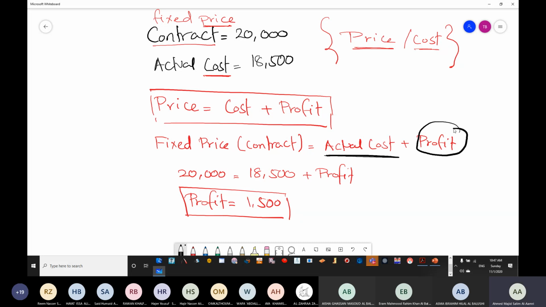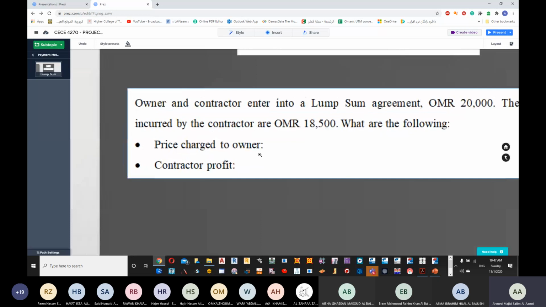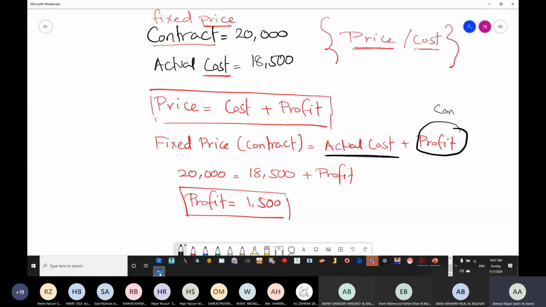Profit will go to the whom? Profit will go to the contractor, right? Profit is going to go to the contractor. Okay. Now if we return back to our question, it asks how much is going to be paid by the owner and what is the contractor profit. Now returning back to our calculation, I said the profit for the contractor is going to be 1,500. So we have solved this part.